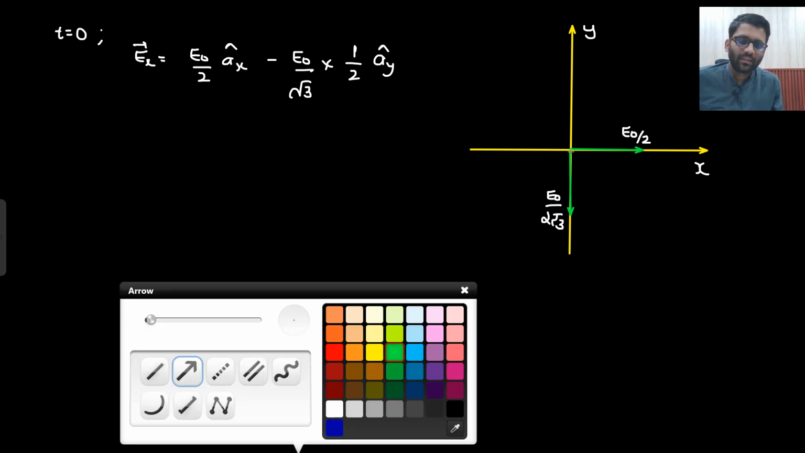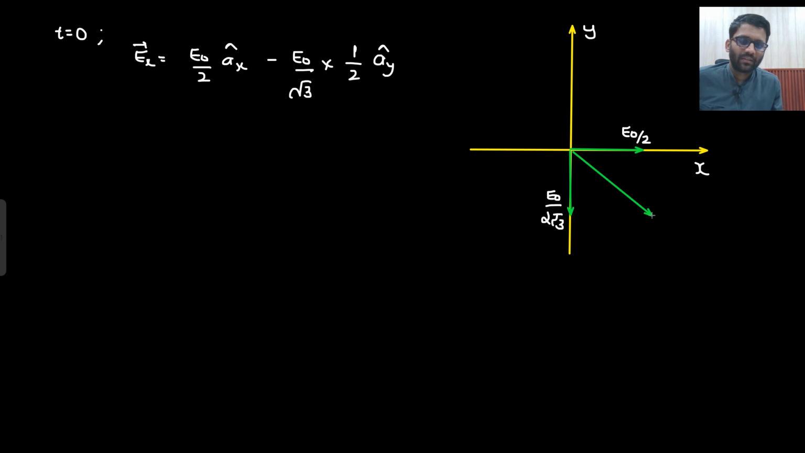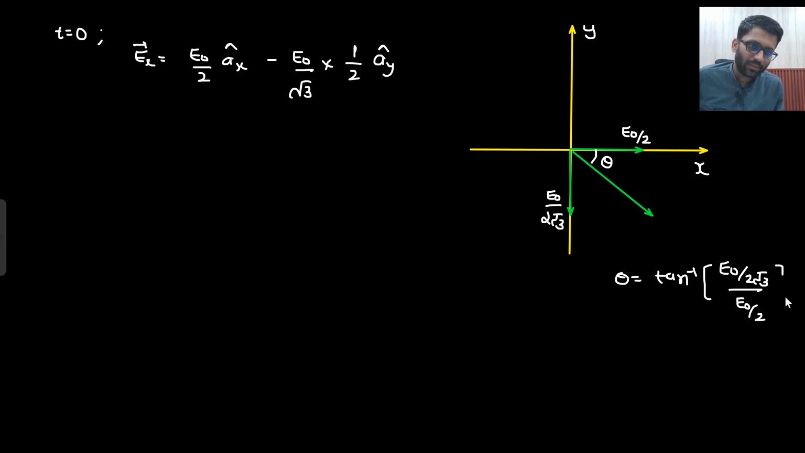What will be the equivalent? This will be the equivalent, and this will be the angle. What will be the angle? The angle will be tan inverse of (E naught by 2 root 3) divided by (E naught by 2). That would be 30 degree. So this angle is coming out to be 30 degree.